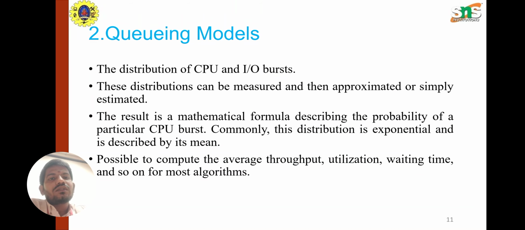The second method is queuing models. The distribution of CPU and I/O bursts can be measured and then approximated or simply estimated. The result is a mathematical formula describing the probability of a particular CPU burst. Commonly this distribution is exponential and described by its mean. It is then possible to compute the average throughput, utilization, waiting time, and so on for the algorithms.